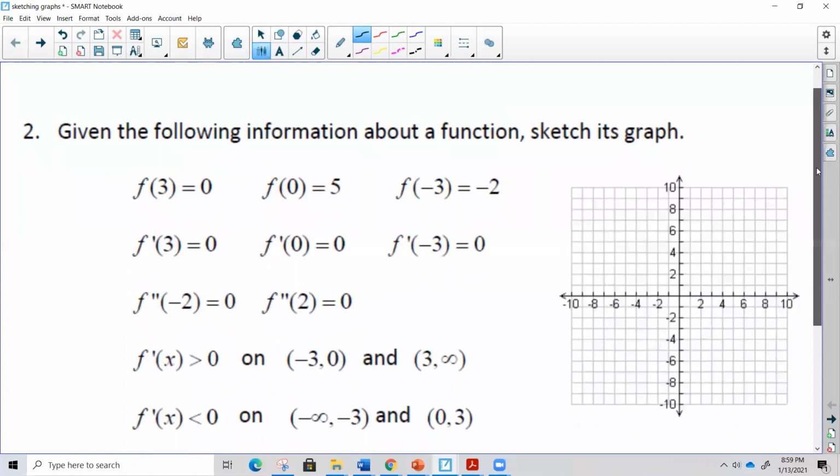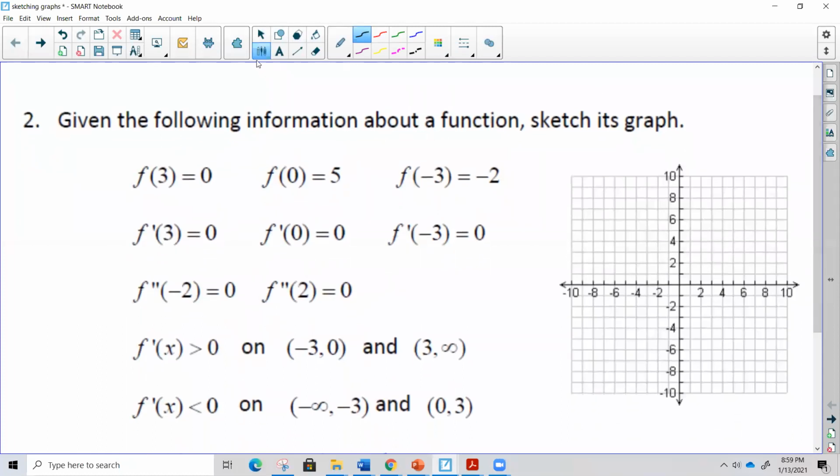So the first thing I would start with is any points they give you on the graph. In this one, they say f of 3 equals 0. Remember, this is my x value, this is my y value. And this is only the case if it says f. If it has the prime or the double prime on it, then it is not the y value. It's like the slope is the first derivative, or the second derivative gives you the concavity. So the only points that we plot are the ones where it's f of something equals a number.